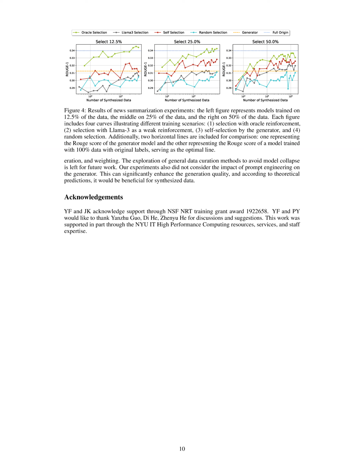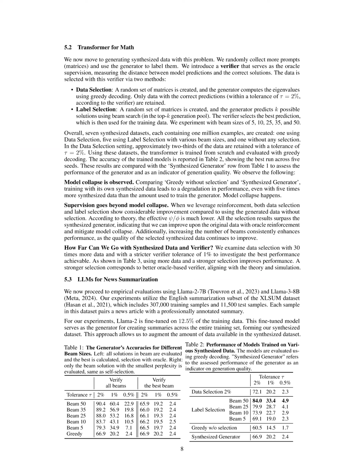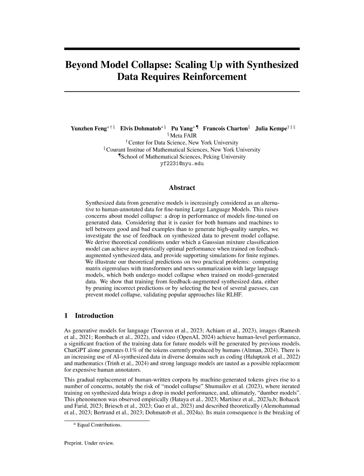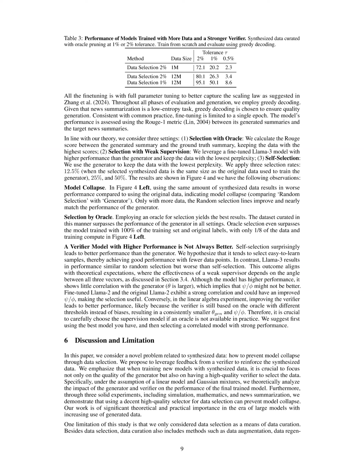The proposed method works by leveraging feedback from a verifier to reinforce synthesized data in order to prevent model collapse. The process involves training a generator to create synthesized data, which is then evaluated and pruned by a verifier based on its quality. The verifier selects high-quality data points, which are then used to train downstream models. The key theoretical underpinnings behind this method lie in the analysis of the impact of the generator and verifier on the performance of the final trained model.